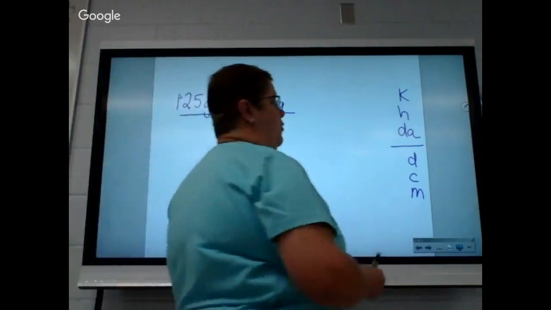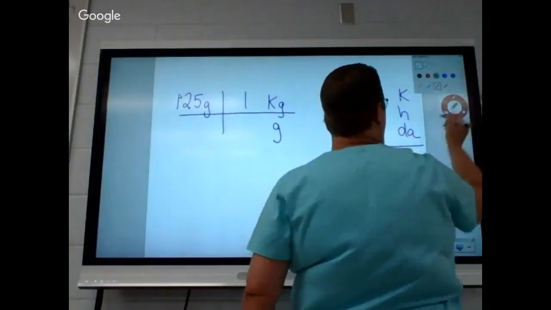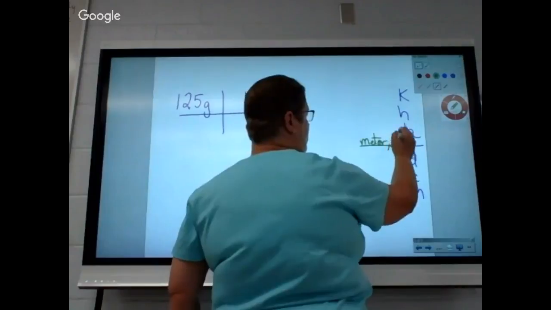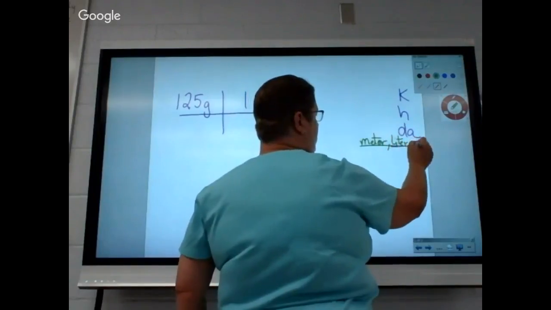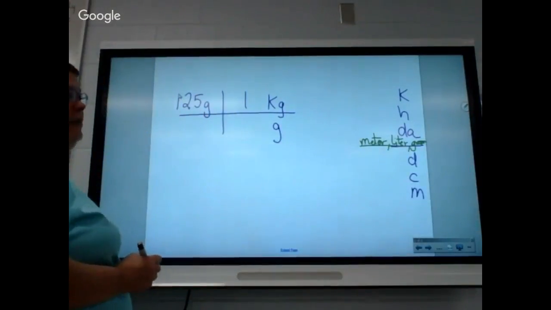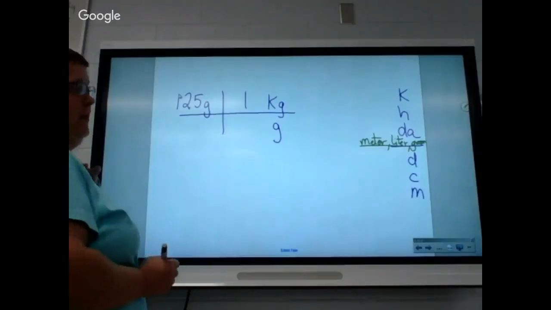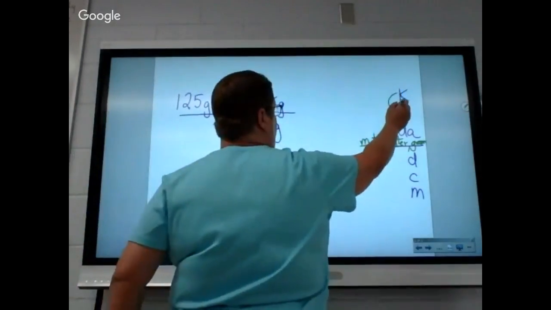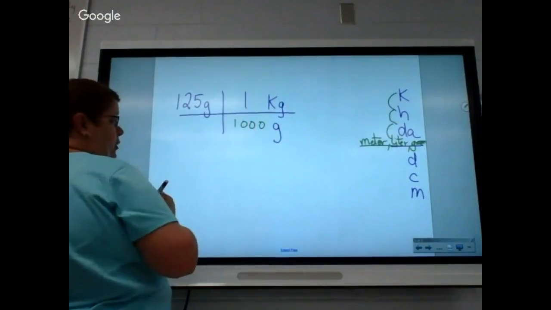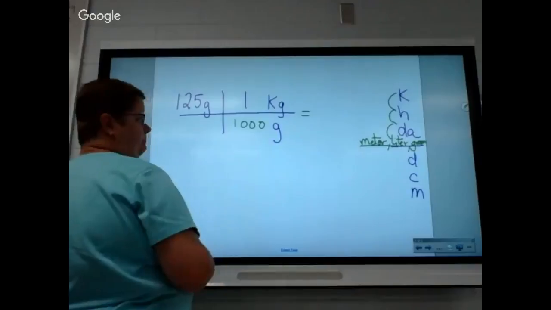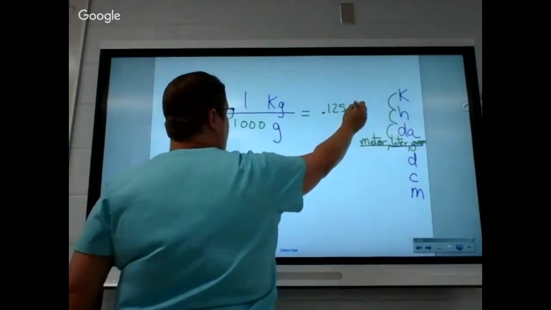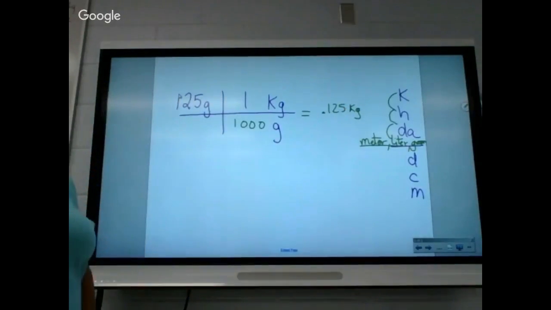Now, several of you asked me where gram is on this chart. Remember, meter, liter, and gram sit on the baseline. So if they all sit there, how many spaces between kilo and gram? 3. 1, 2, and 3. So that means 3 zeros and a 1. So just calculate, we do what? So 0.125 kilograms. Questions about the first one?